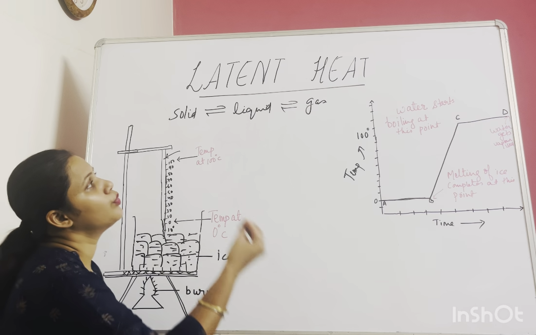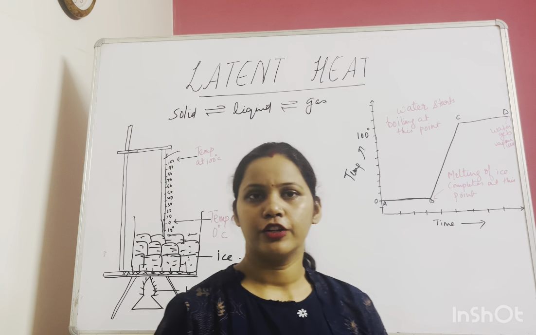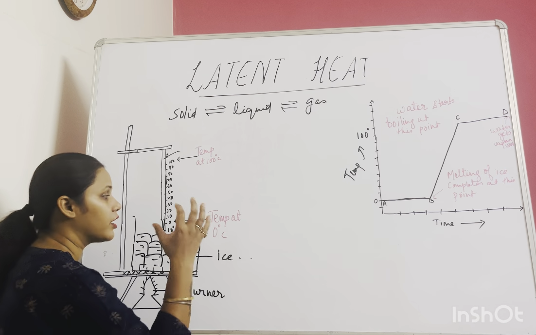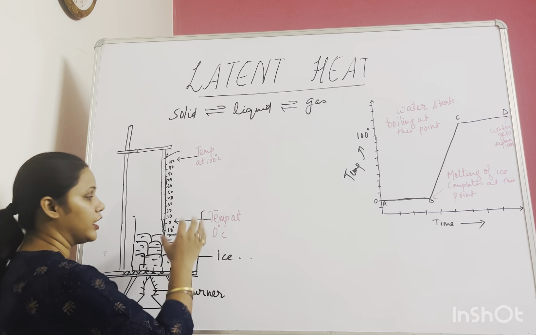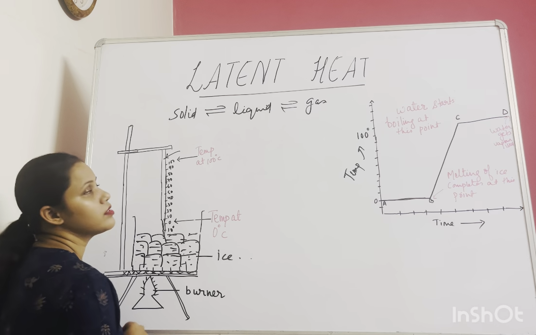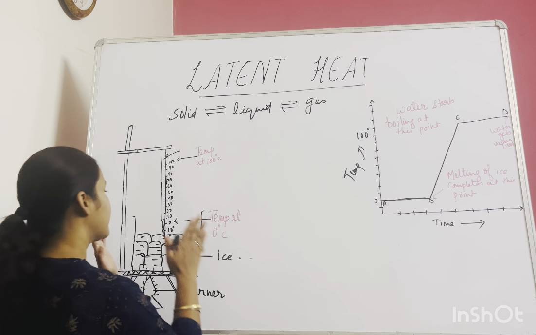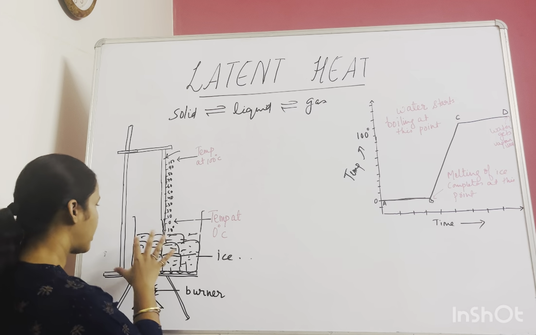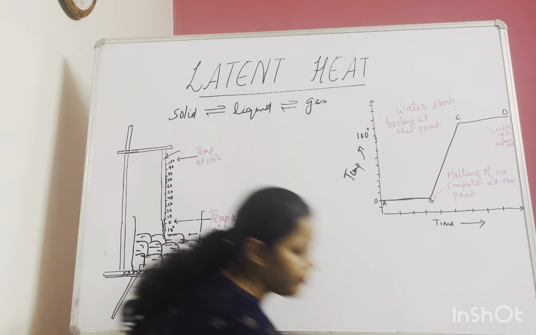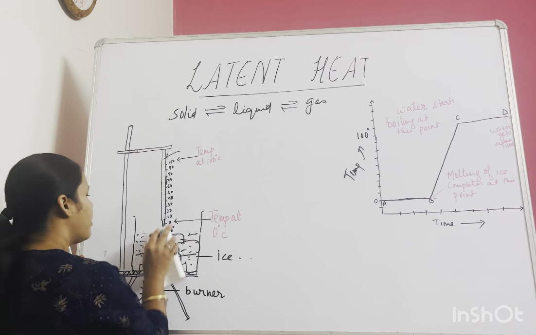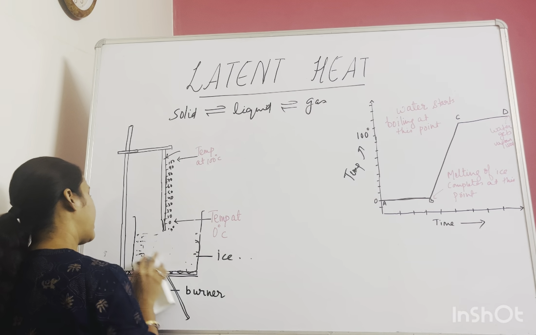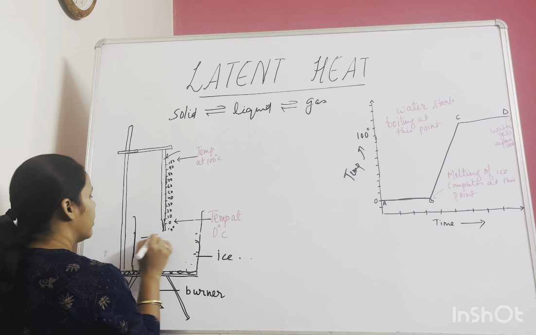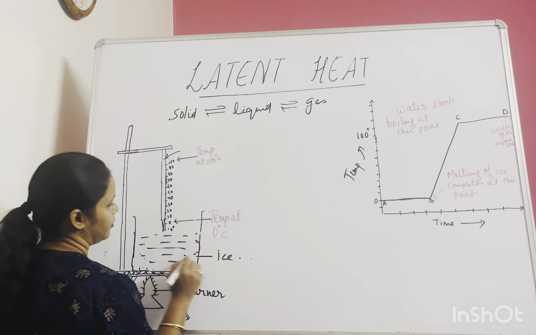So if we want to define latent heat of fusion, we can say that the amount of heat energy required to convert 1 kg of ice into liquid at its constant temperature and atmospheric pressure is known as latent heat of fusion. Now when all of this ice melts, suppose all of your ice has melted, now it is water.